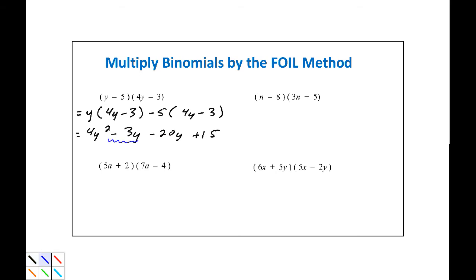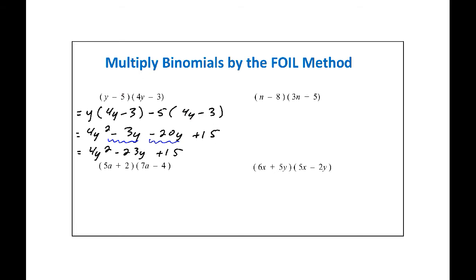I can combine those two terms in the middle, the minus 3y and the minus 20y, so that my answer is 4y squared minus 23y plus 15. Now, the part of this that would be the first two would be y times 4y, which is the 4y squared here. The outer terms would be y times minus 3, which would be the minus 3y. The inner terms would be negative 5 times 4y, or the negative 20y. And the last would be negative 5 times negative 3, or the positive 15 that I had in my second step.